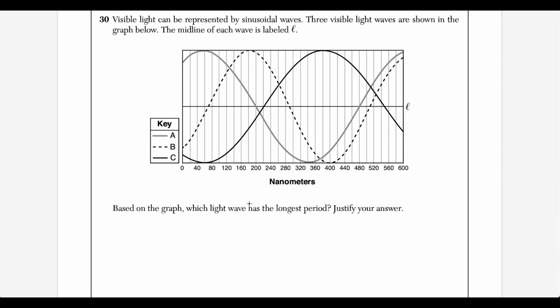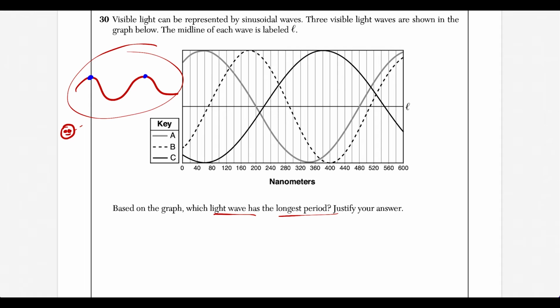Question 30, we have 3 light waves. We want to know which one has the longest period. So thinking about this, there's a few ways you could find the period of a wave. And one of the ways is, you have a wave like this. You could measure the horizontal distance from one high point to the next high point.